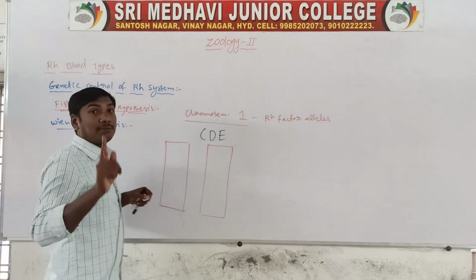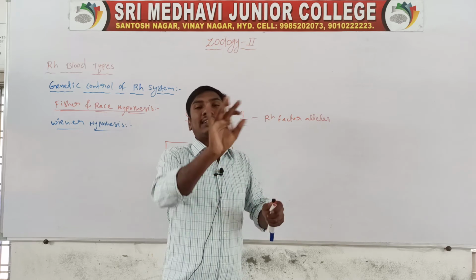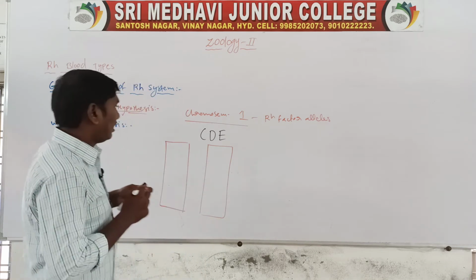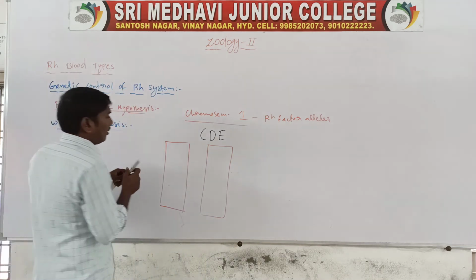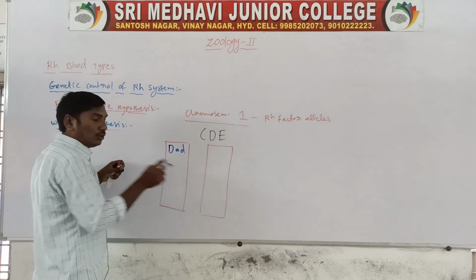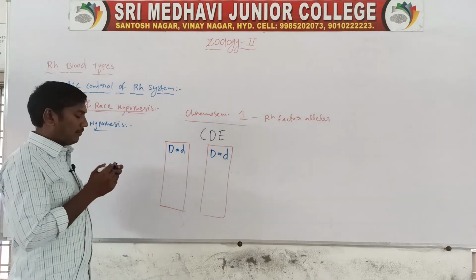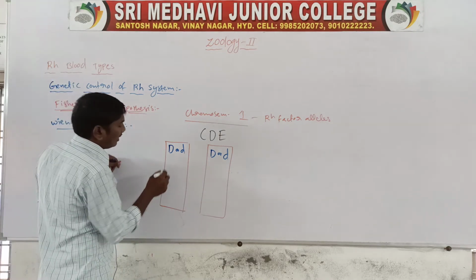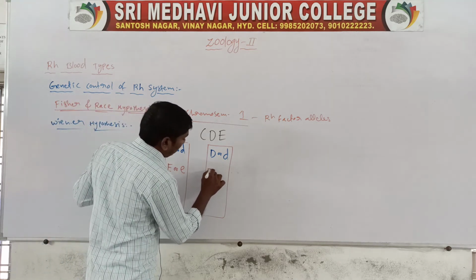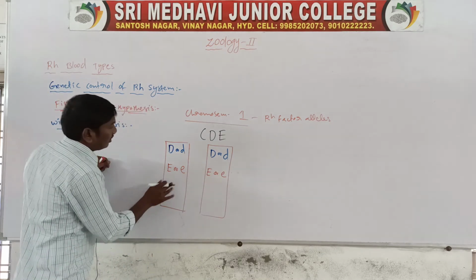There are 23 pairs of chromosomes in total, and the first pair of chromosomes contains the RH factor alleles. On this pair, the alleles are D or D, on the same chromosome. Next, another allele, E or E, on the same chromosome. Next, the same for C.